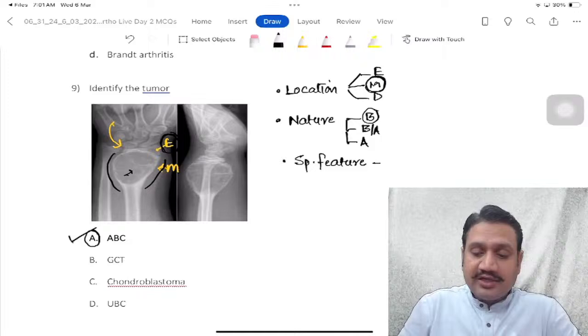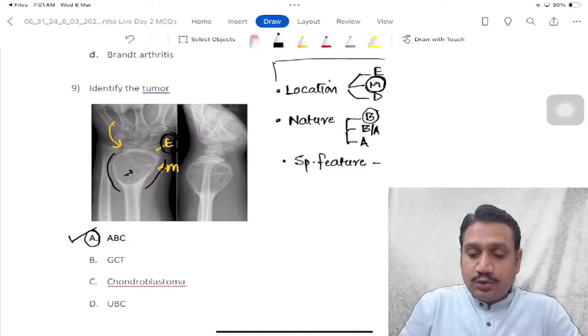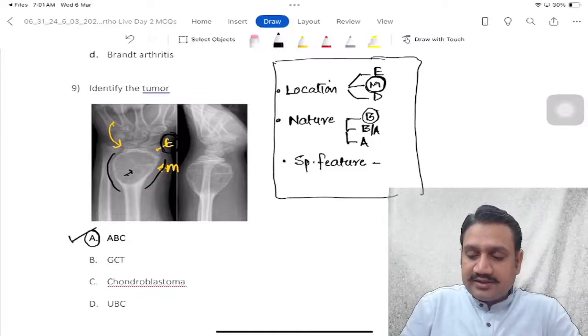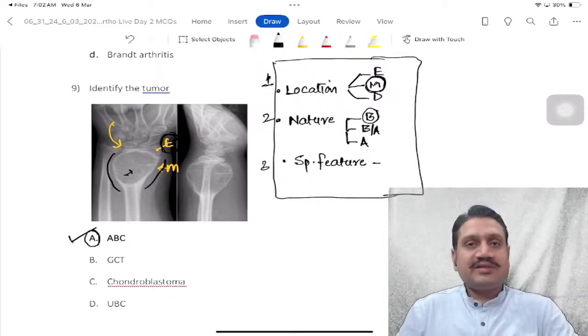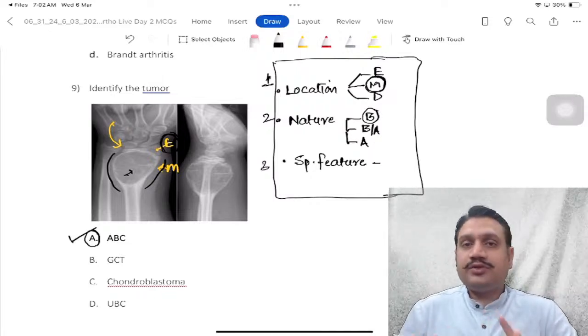So never break the sequence as we have always discussed to identify any tumor. This is the sequence, okay? Never change the sequence. First thing to be seen is location, then nature, then third is special feature. Always and always like that only. There is no way in which you have to change it.